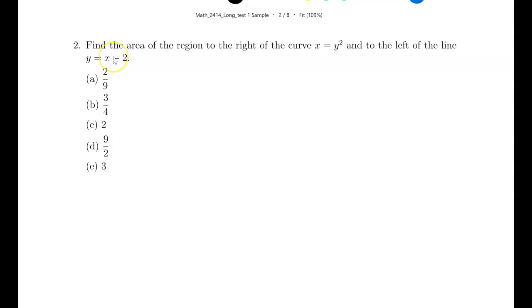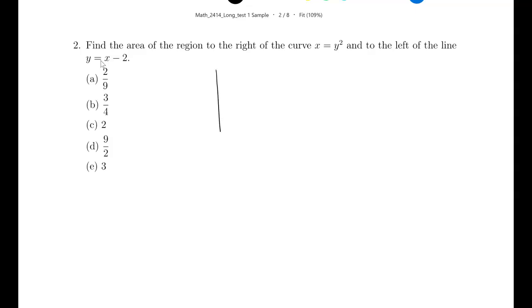Now let's proceed to question number 2. Find the area of the region to the right of the curve x equal to y squared, and to the left of the line y equal to x minus 2. As the first step, you would always have to graph your region.